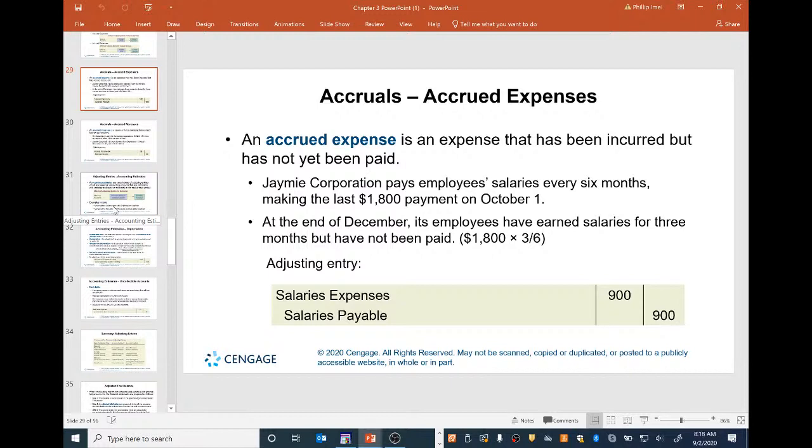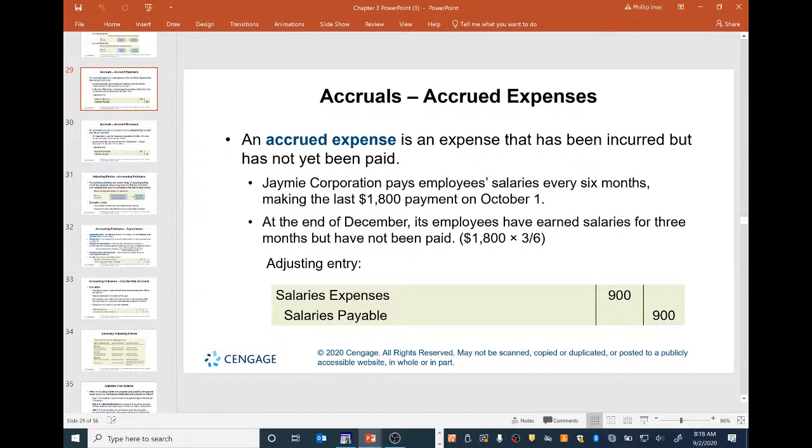At the end of December, its employees have earned salaries for 3 months but have not been paid. So obviously we know it's 1,800 times 3 divided by 6, okay? So that's the time period here. Does the math make sense to everybody here? Have we got that? Okay, so what are our adjusting entries going to be? We have to debit salaries expense for $900 and credit salaries payable for $900. Okay, so you recall we paid them last on October 1st, but now we're at the end of December.